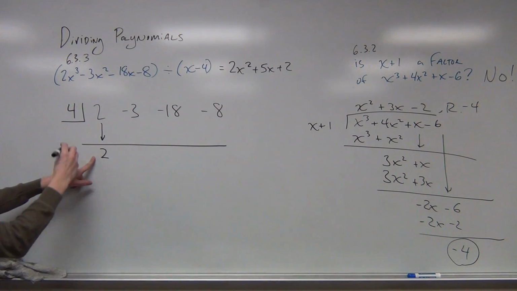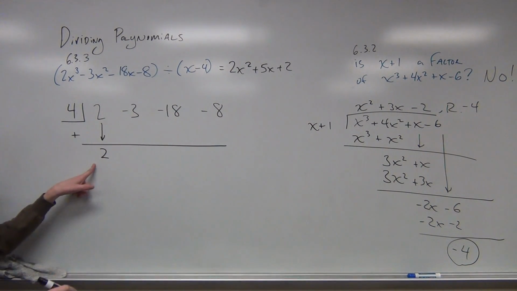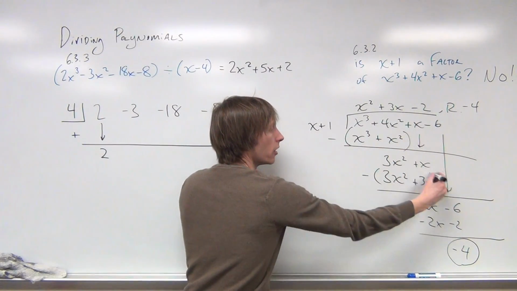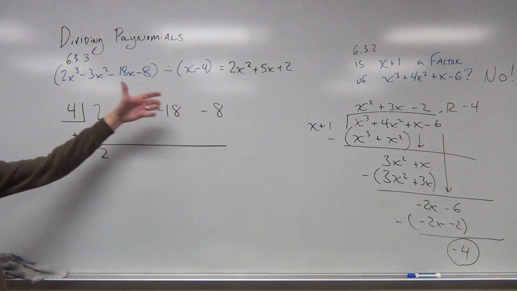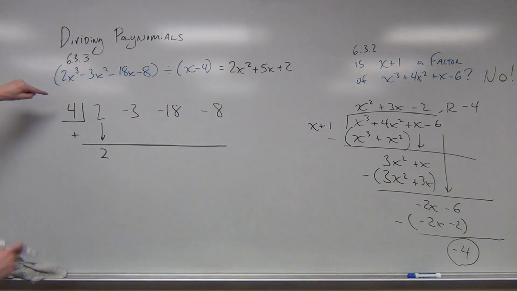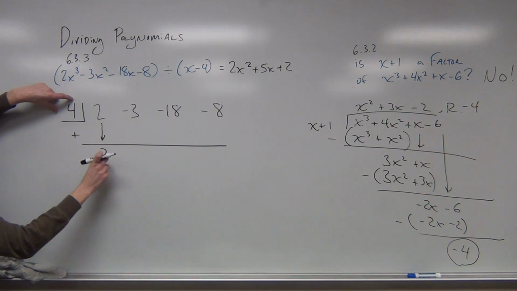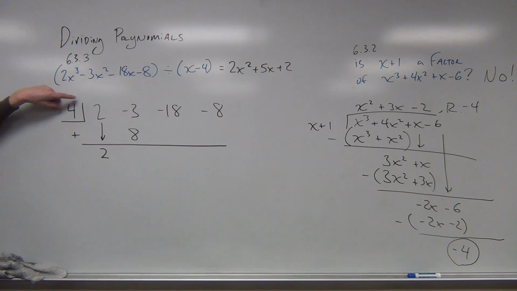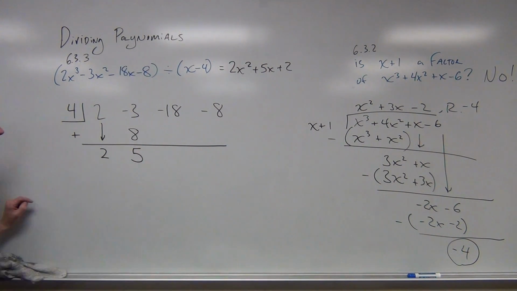The thing that's different here is that when you get numbers in this row, you're going to be adding them, whereas before you were subtracting these expressions here. All right, we're not going to subtract like we did in long division. This time we're going to add. But let's multiply first. 4 times 2, 4 times this number we have to bring down. 4 times 2 gives you 8. Add. Negative 3 plus 8 makes 5.